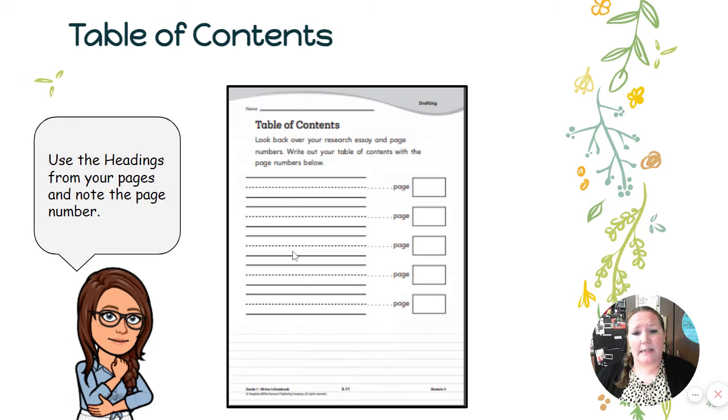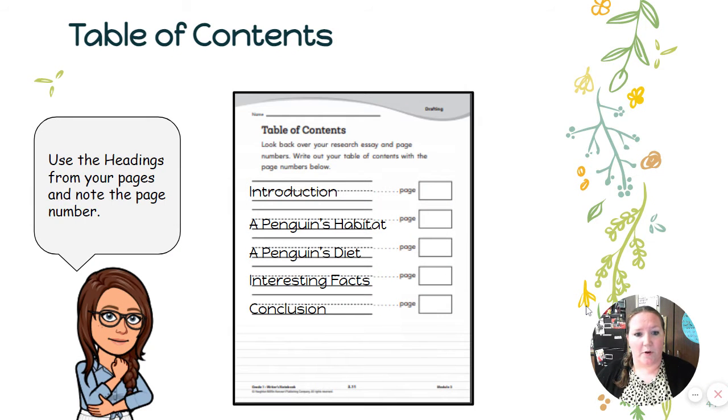So here's an example of a table of contents page that you can print out and write on. It has spots for you to write those headings and then over to the page number. That's why it's so important that we get our pages in order and organized and then number the pages. So for Ms. Davis, I have my introduction, a penguin's habitat, a penguin's diet, interesting facts, and then my conclusion. And I could even add my glossary at the end there, but I'll do that next time.